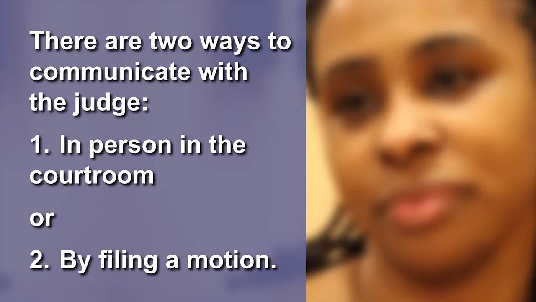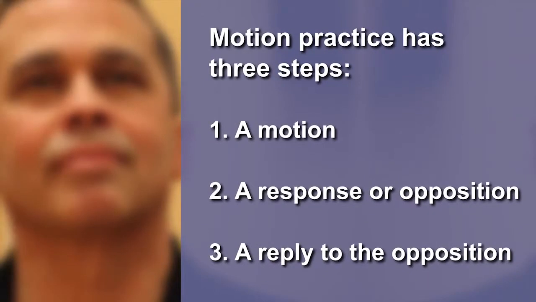A motion is the paper you must file to ask the judge to order something or to take some other action. It is the first step in a three-step process called motion practice. The person who is asking for a court order is called the moving party. First, the moving party files a motion with the court asking for something specific. Second, the other side files a response. Third, the moving party can reply to the other side's response. After these three steps are complete, the judge will examine the documents and make a decision.